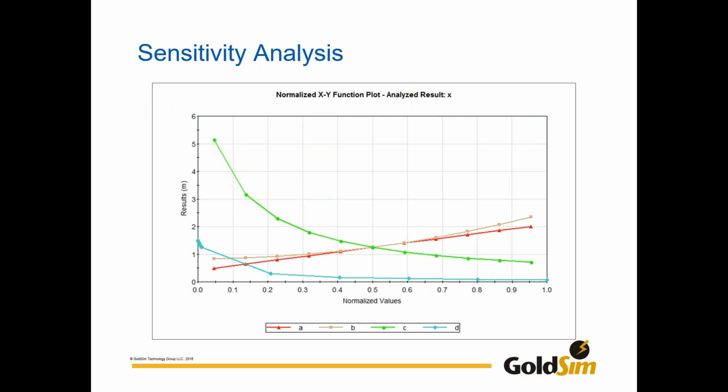Okay, so this is a classic sensitivity analysis plot. You see we have normalized values for our parameters, and so we're showing the range of these parameters and what that means for the results on the y-axis. And so it's showing you, for example, that the C parameter is fairly sensitive in terms of impacting the results, in the lower normalized portion of the range.